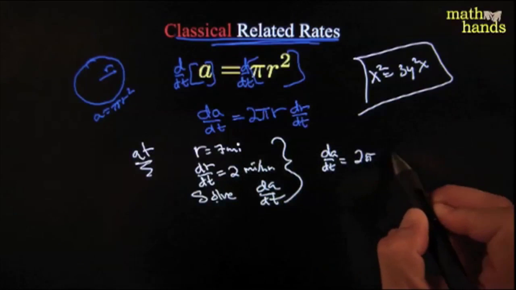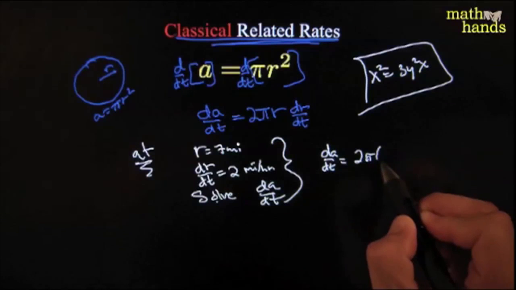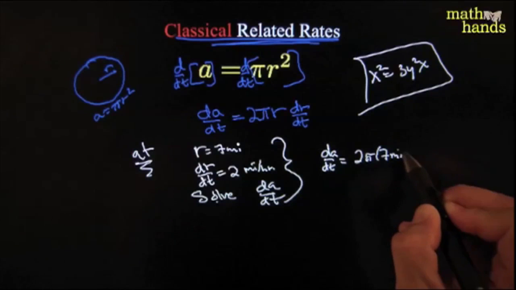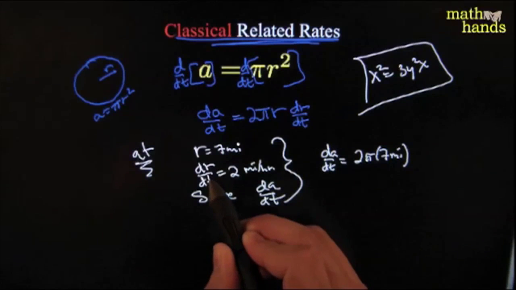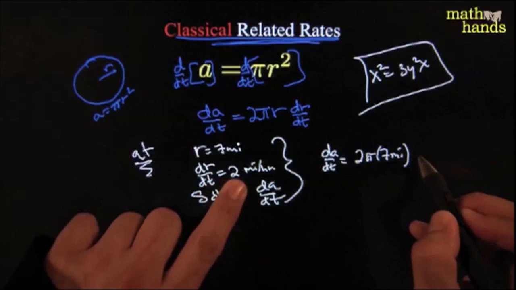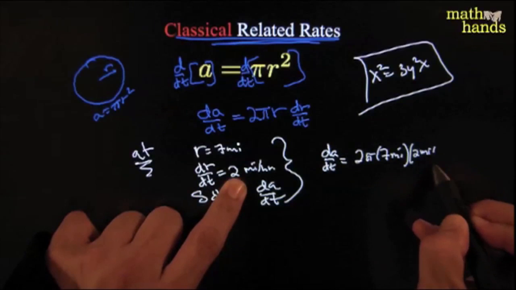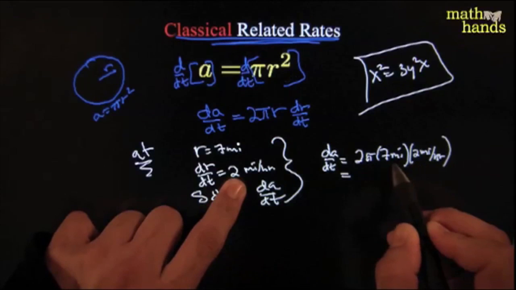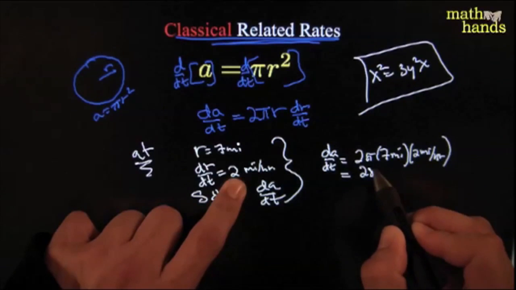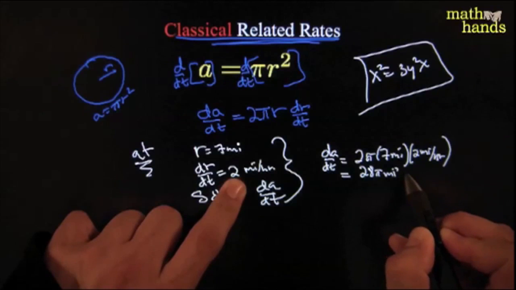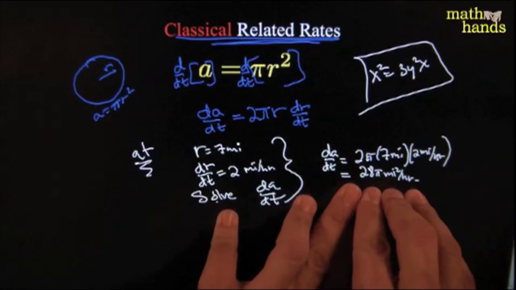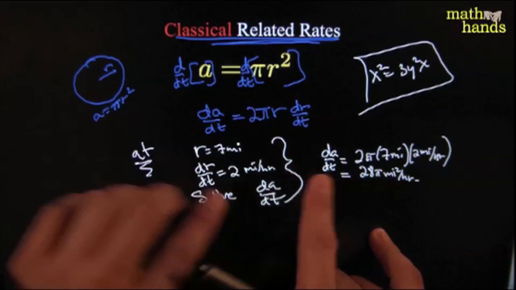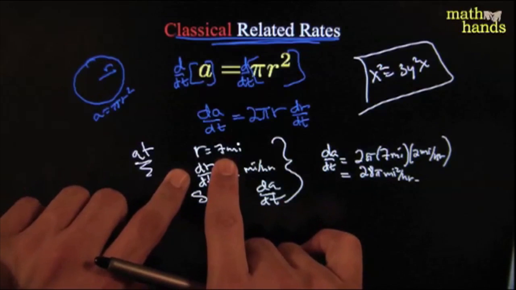2 times pi times the radius, which is 7 miles, times 7 miles. Look at the units too, they work out so nicely. Times the rate at which the radius changes, that's 2 miles per hour. Oh, it's so beautiful. 2 times 2 is 4, so 28 pi square miles per hour. That is exactly how fast the area is changing at this point when the radius is 7 miles.